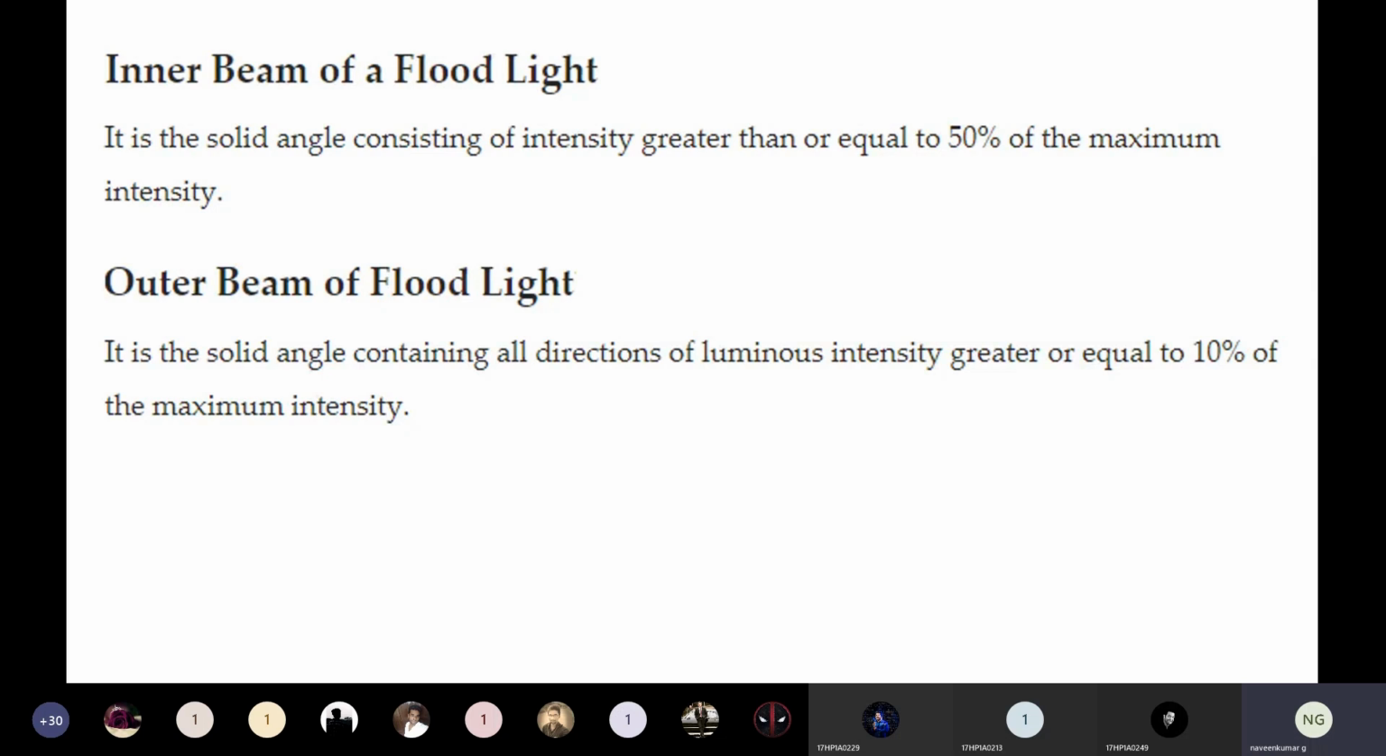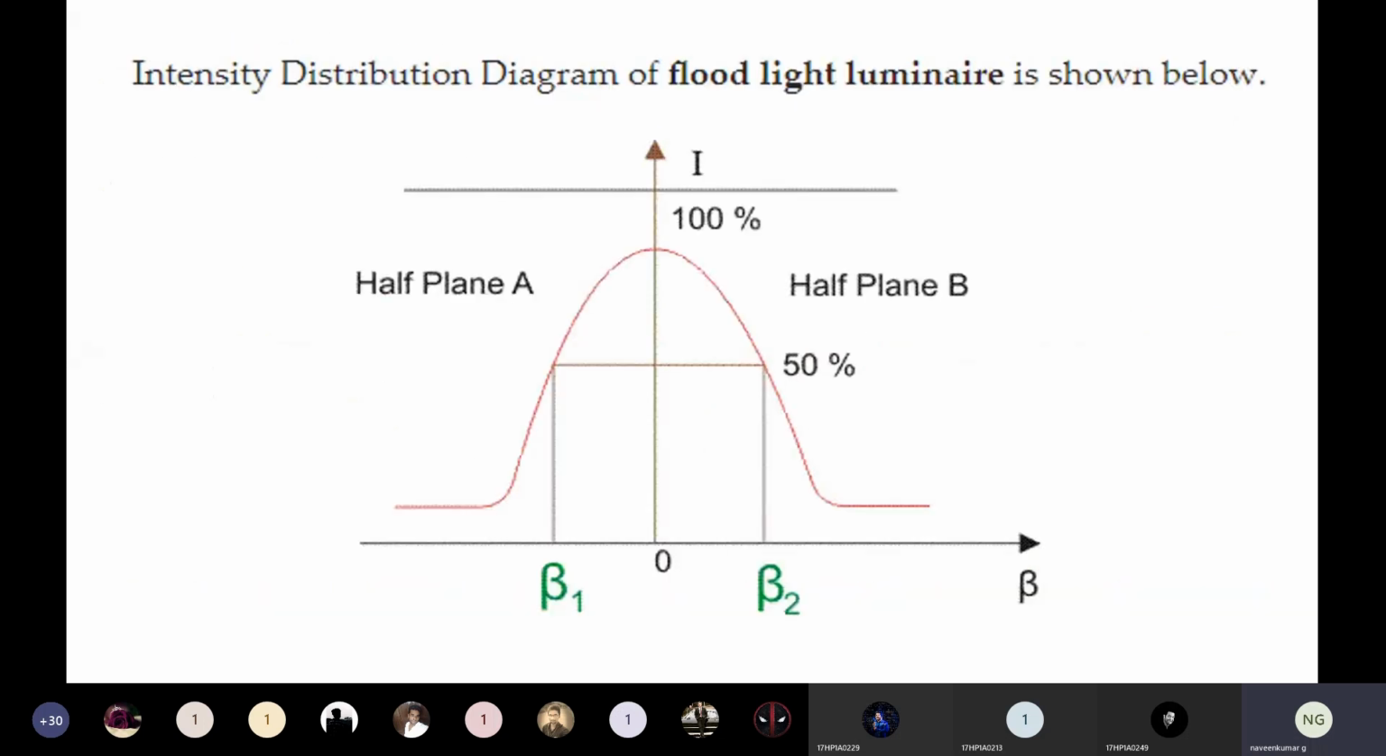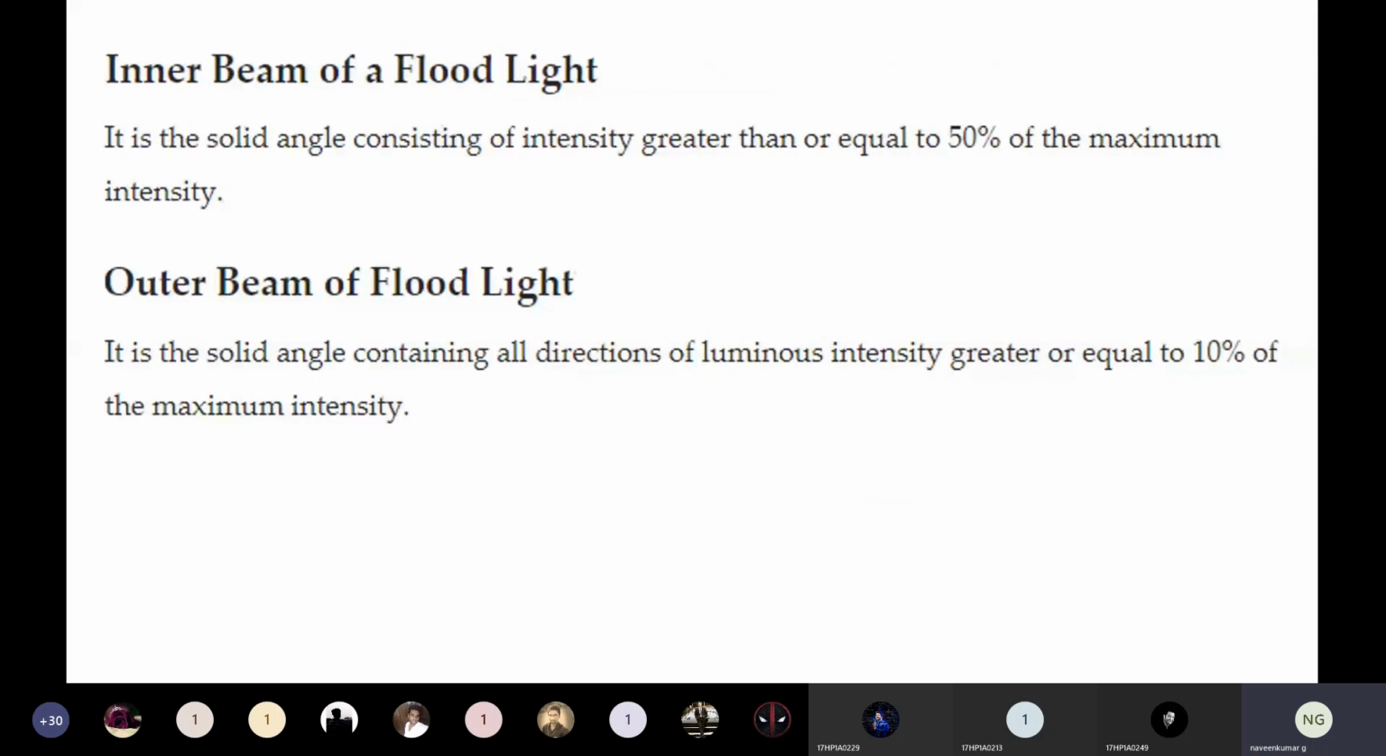It is again a solid angle containing all directions of luminous intensity greater than or equal to 10% of the maximum intensity. Inner means the focus coming from inside, outer means once it is coming out and spreading out in all directions. Usually, as it moves further, it obviously goes down to 10%. In the beam spread diagram, as the beam spreads, it drops to 10%. So that is what is being made to understand here: the inner beam of a floodlight and the outer beam of a floodlight.